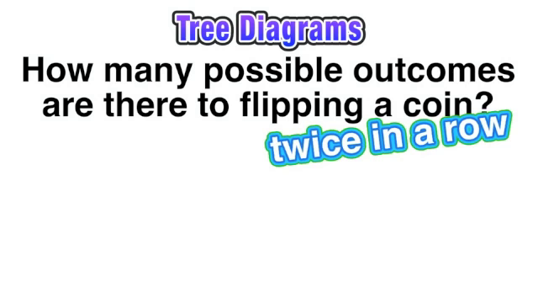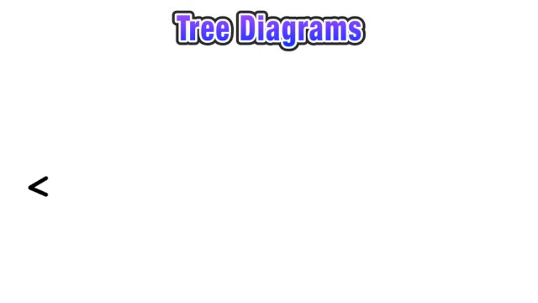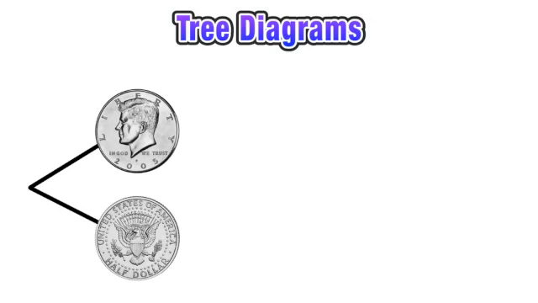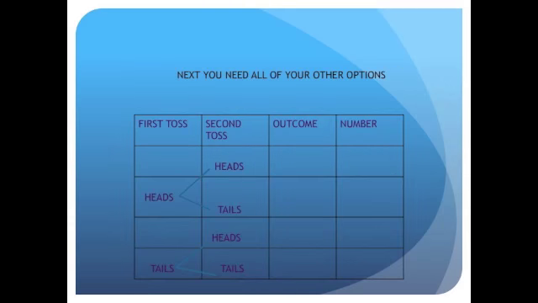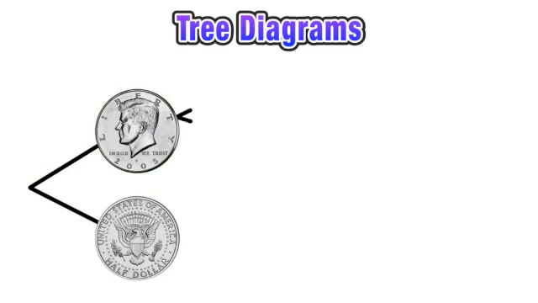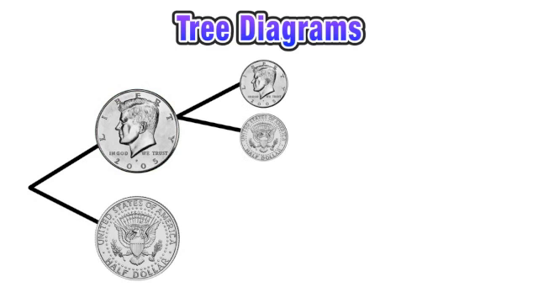Now, to find the possible number of outcomes here, we're going to construct a tree diagram. So our first flip, we're either going to end up with heads or with tails. So if our first flip is heads, then our second flip has two options. And again, those options are heads or tails.